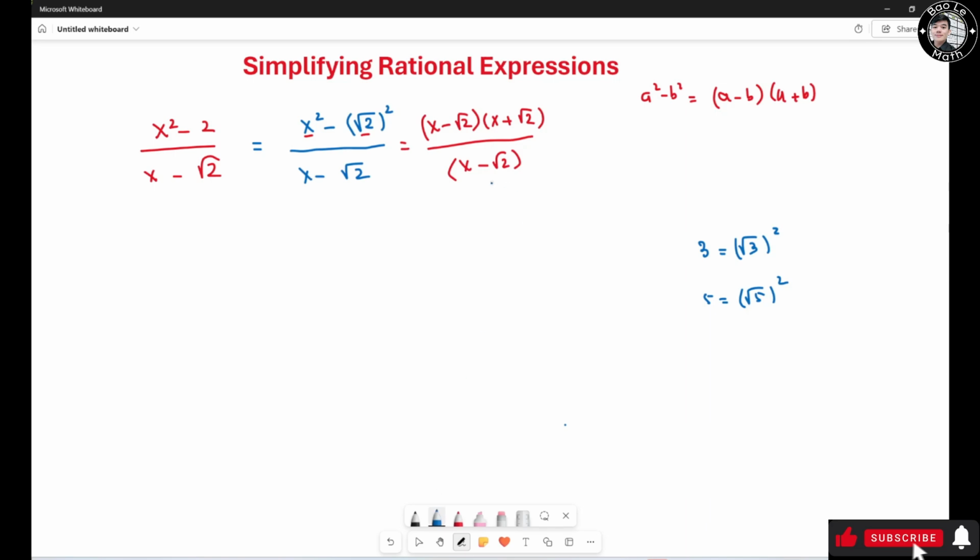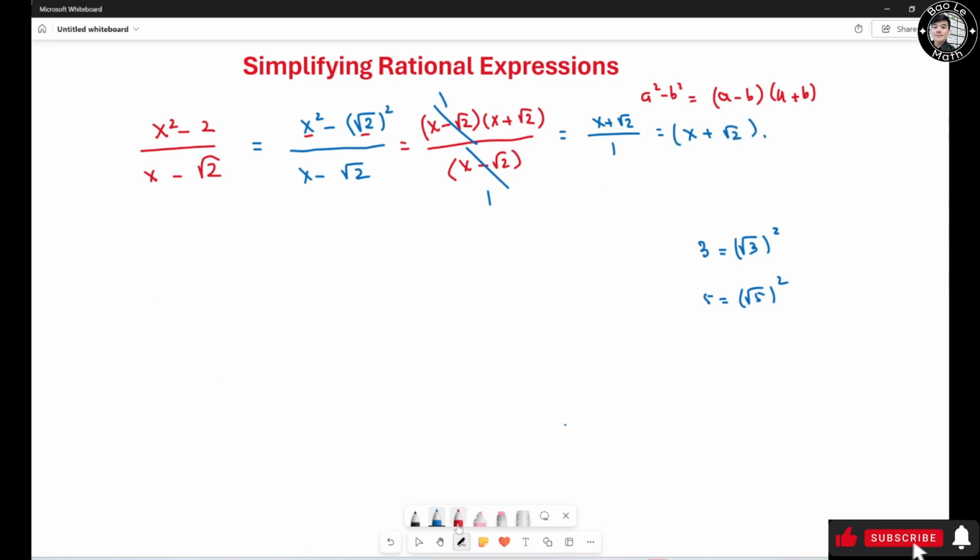Now you can cancel out the numerator and the denominator. So this factor cancels out and becomes 1. You have 1 times s plus root 2, which is s plus root 2, and the denominator has 1. So the final answer is s plus root 2.